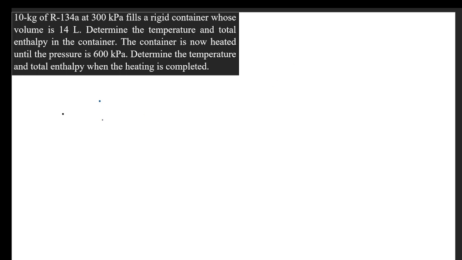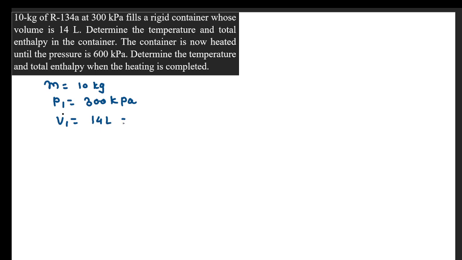Everyone. Here we have a question: 10 kg of R-134a at 300 kilopascal fills a rigid container whose volume is 14 liters. So if we write down the given data first, mass is equal to 10 kg, pressure P1 is 300 kilopascal, and initial volume V1 is given as 14 liters.